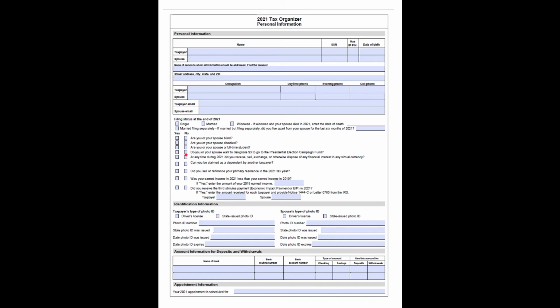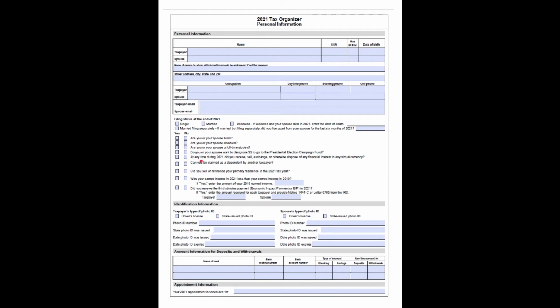Now, this is actually a new question for this year. IRS is checking into virtual currency, like crypto, for instance. They are simply asking, at any time during 2021, did you receive, sell, exchange, or otherwise dispose of any financial interest in any virtual currency? Yes or no? And the purpose of this is because virtual currency is not yet regulated by IRS. It's not 100% reported. So now they are putting this information in here to get you to self-report.